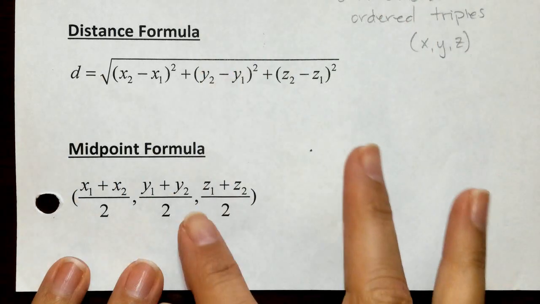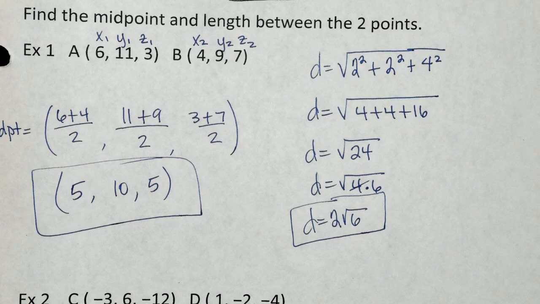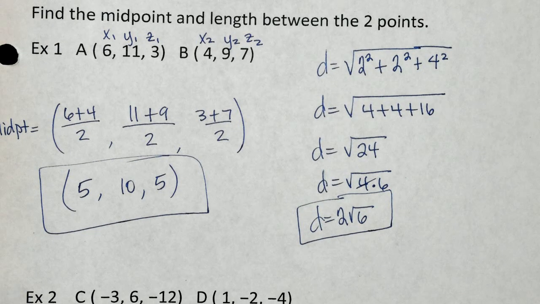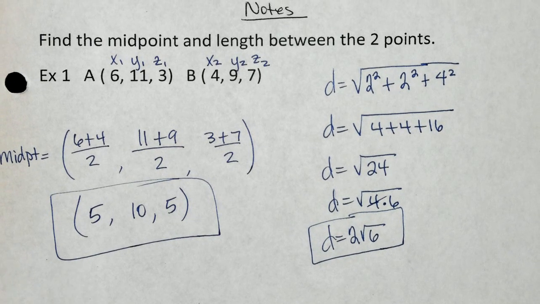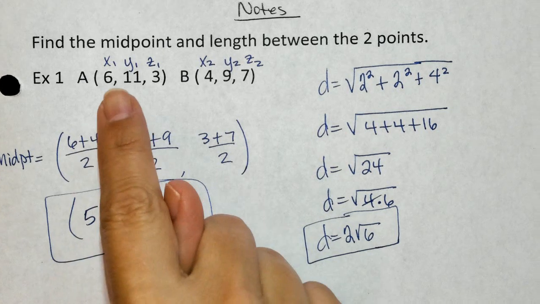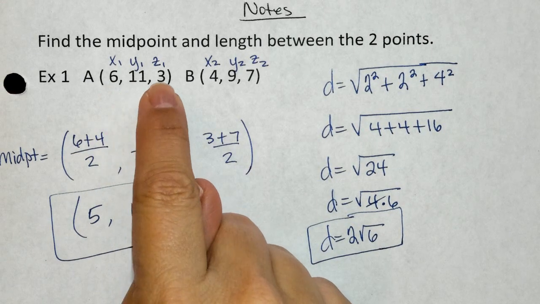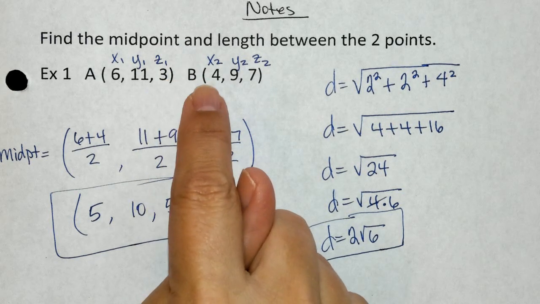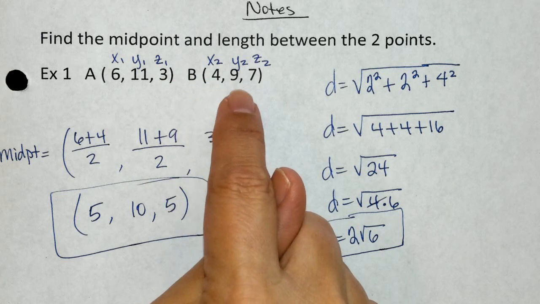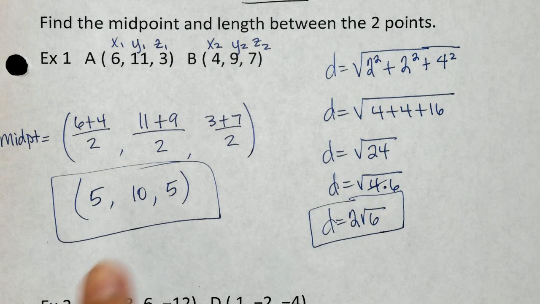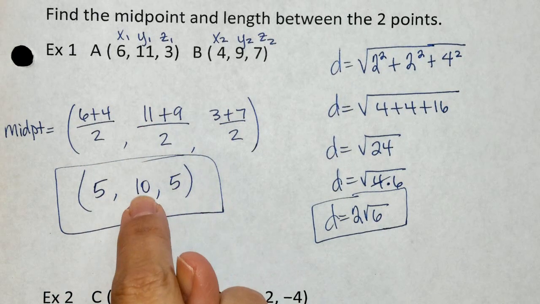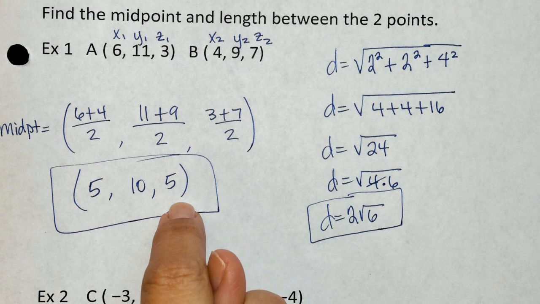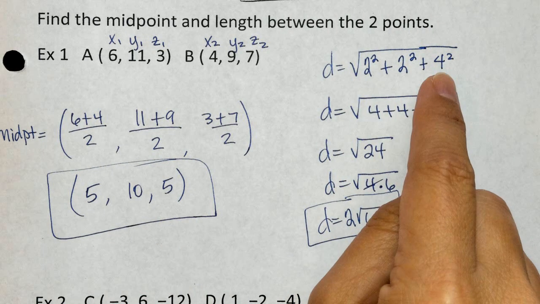Okay, so let's put all of these words into a mathematical problem. So the first 3-dimensional shape worksheet that you have for homework will ask you to find the midpoint and the length between the 2 points. So you're given point A is 6, 11, and 3. So notice now, instead of an ordered pair, we have an ordered triple. And then point B, 4, 9, and 7. So guys, just like before, average your X, average your Y, now average your Z. And so you're going to do the exact same thing for distance.